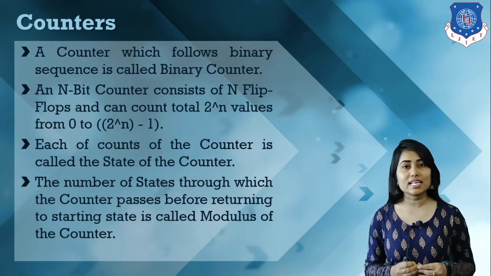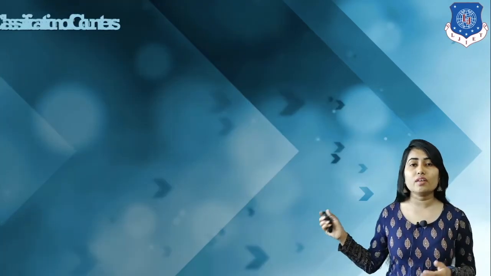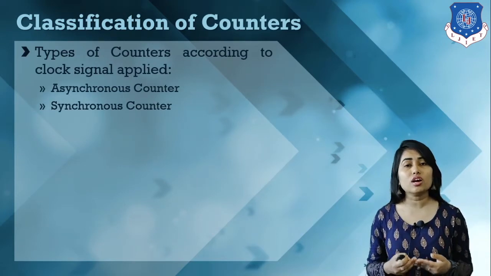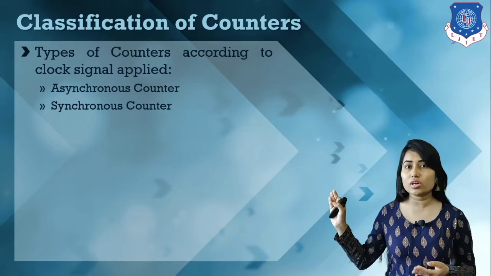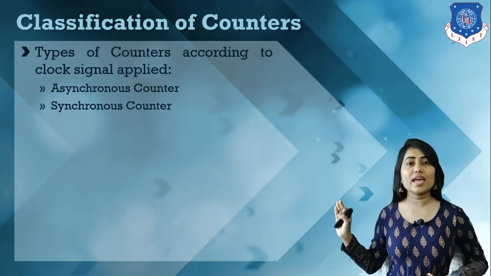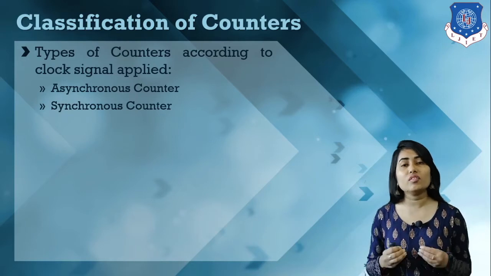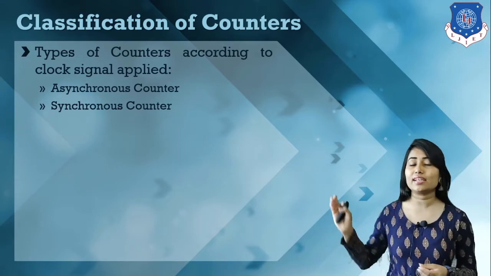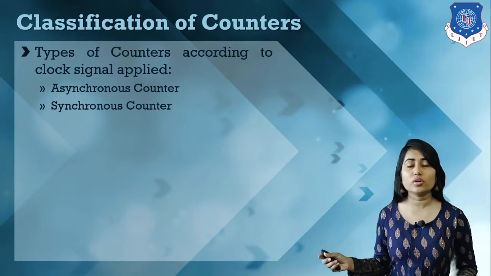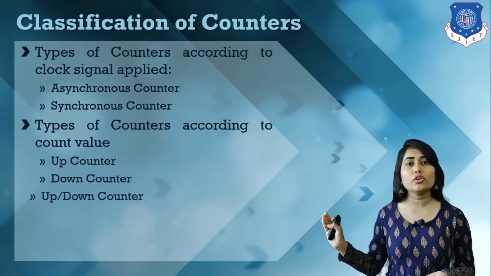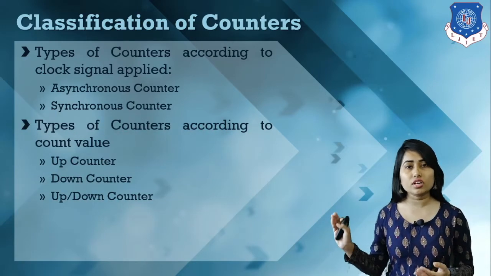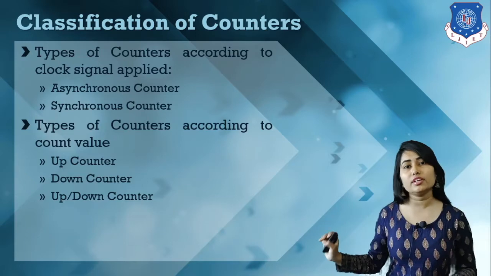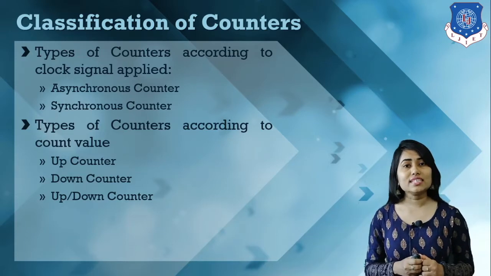Now let's discuss classifications of counters. We can classify counters according to the clock signal applied, so we have two types: asynchronous counter and synchronous counter. Next we have classification according to the counting values: up counter, down counter, and up-down counter. So let's discuss one by one.